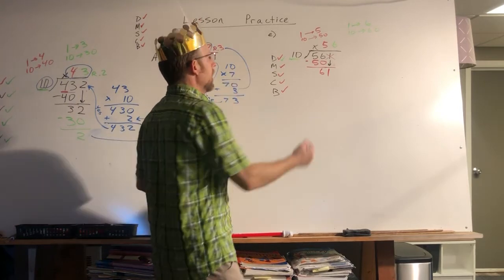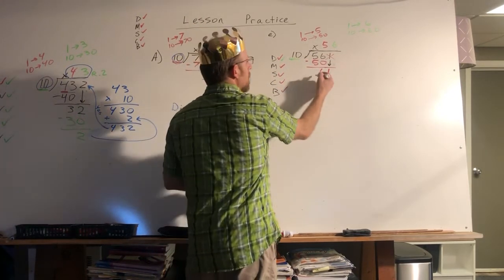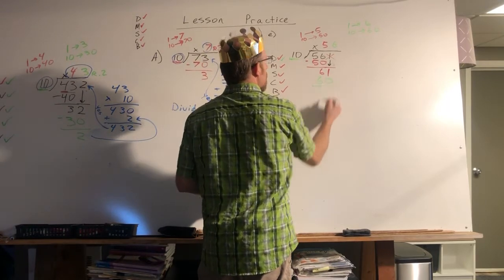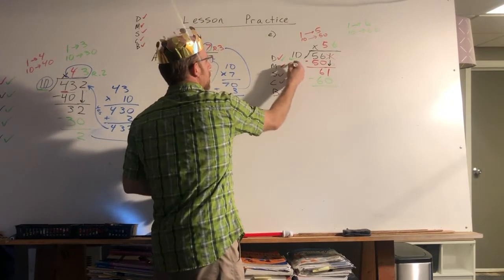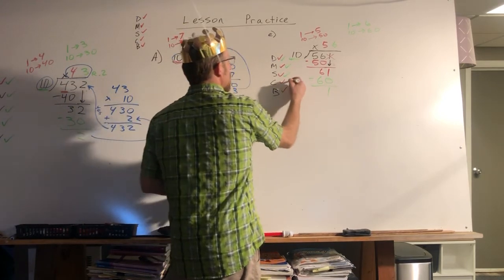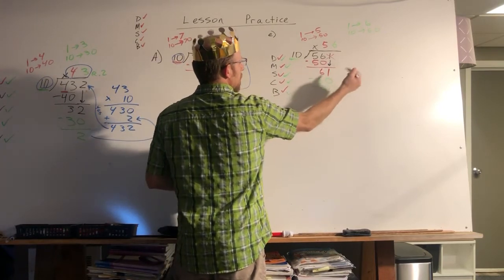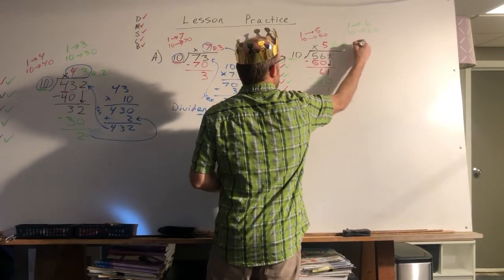Now I gotta multiply. 10 times 6 is 60. Subtract. Next step, just go right in order. 1. Compare, is 1 less than 10? Yes. Bring down, nothing to bring down, so I have a remainder of 1.